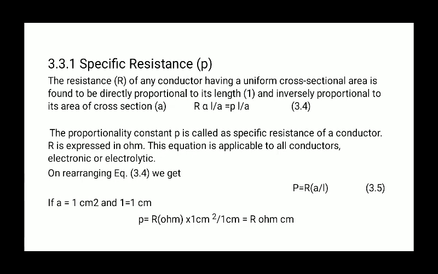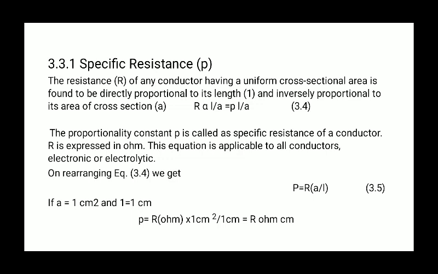Now, what is meant by specific resistance? Specific resistance is denoted with the help of the letter rho. The resistance of any conductor having uniform cross-sectional area is found to be directly proportional to its length and inversely proportional to its area of cross-section. Therefore, R is directly proportional to L and inversely proportional to A. In order to omit the proportionality constant, it becomes R equals rho L upon A. The proportionality constant rho is called the specific resistance of the conductor, and capital R is expressed in ohm. This equation is applicable to all conductors, electronic or electrolytic.